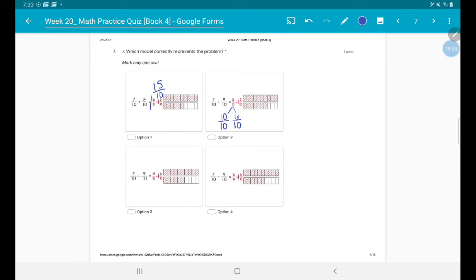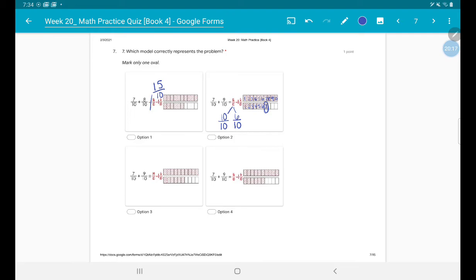So now we just need to see if the model matches. There's 1, 2, 3, 4, 5, 6, 7, 8, 9, 10. There's 10/10, or one whole. In the bottom whole, I have 1, 2, 3, 4, 5, 6, 7 shaded. I should only have 6. So because I have an extra one shaded, I know that option 2 is not correct.